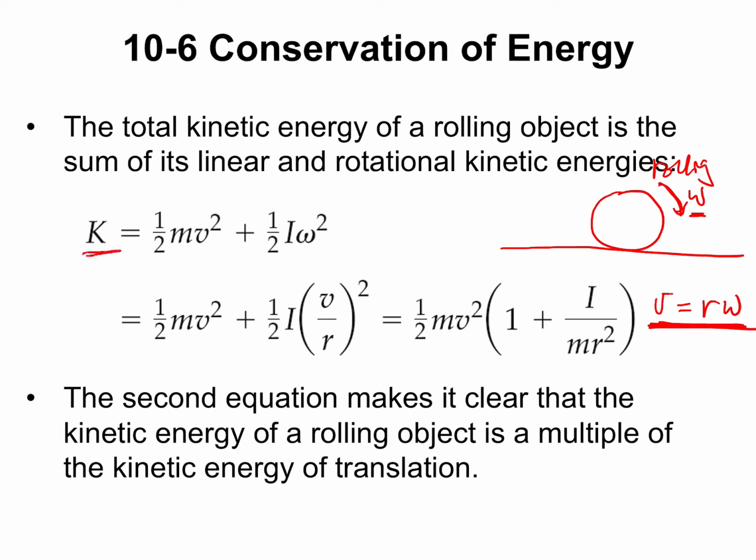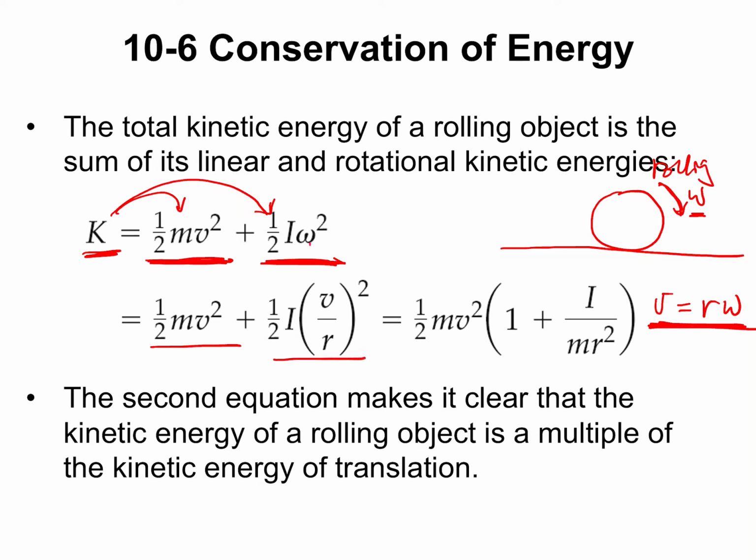So the kinetic energy for rolling has to contain two parts. This is your translational kinetic energy, and this is your rotational kinetic energy. Because for rolling, you can always separate it into translational motion and rotational motion. For the translational motion, this is the kinetic energy. For rotational motion, this is your kinetic energy.